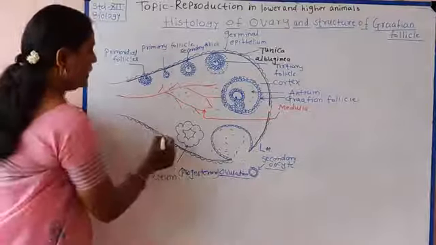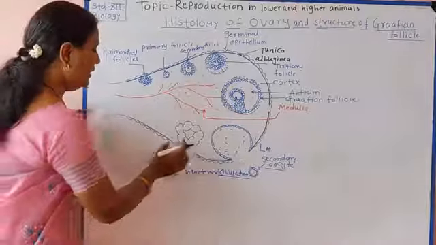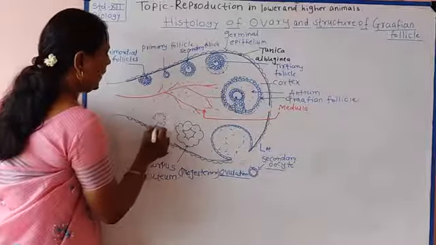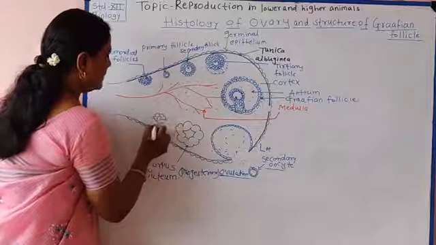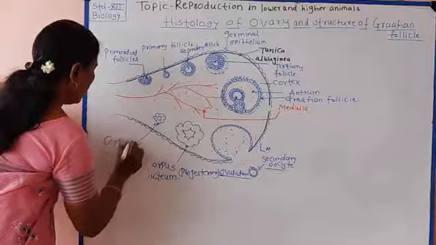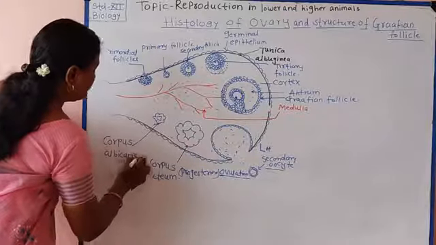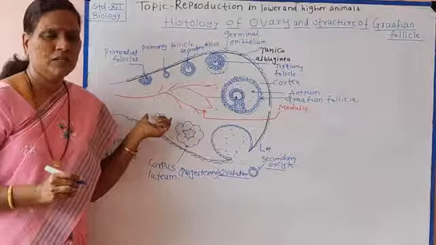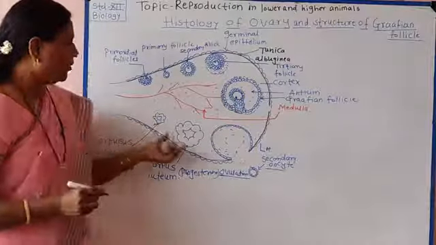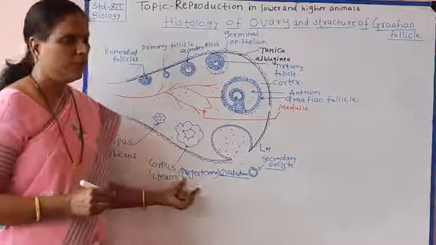And now if no fertilization takes place, then this corpus luteum degenerates into a white body that is called the corpus albicans. So this is the small white body which is called the corpus albicans, and the corpus luteum is the yellow body which secretes the hormone progesterone.